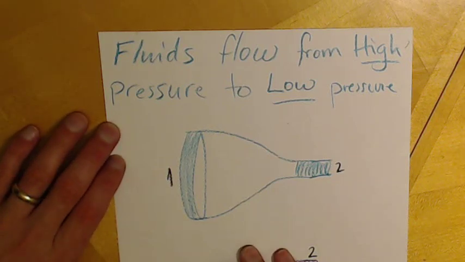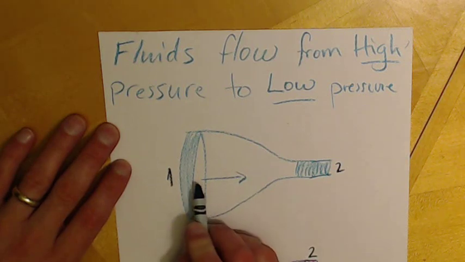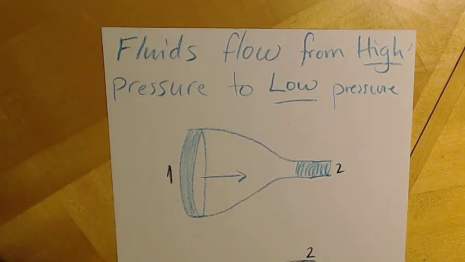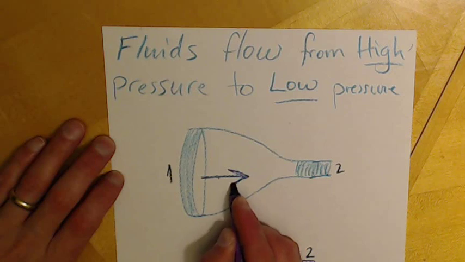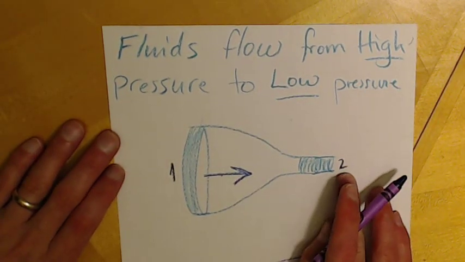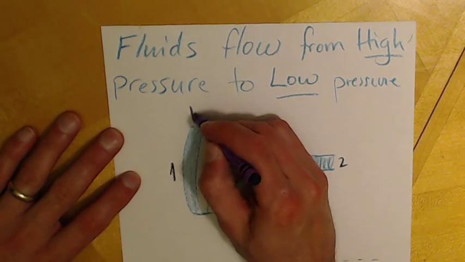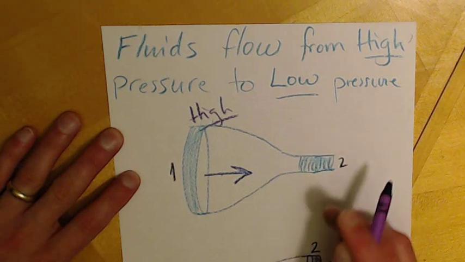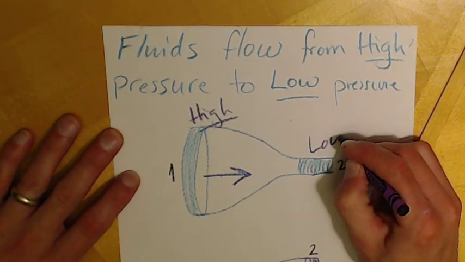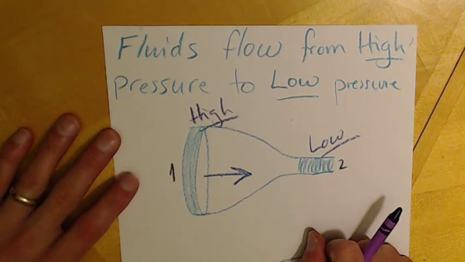As we're talking about fluids moving, let's go back to our equation of continuity bottleneck. The fluid is moving this way, from 1 to 2. But fluids flow from high pressure to low pressure. So as it goes this way, it speeds up. But why does it go that way? Over here is high pressure, and over here is low pressure, so it's going to move from high pressure to low pressure.